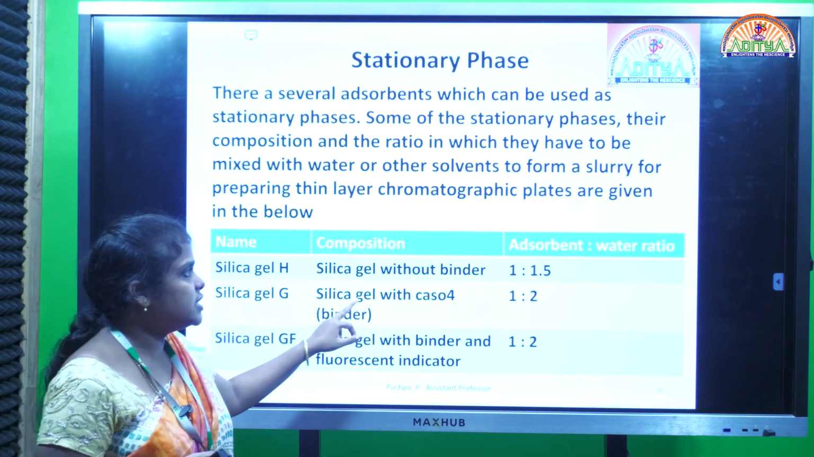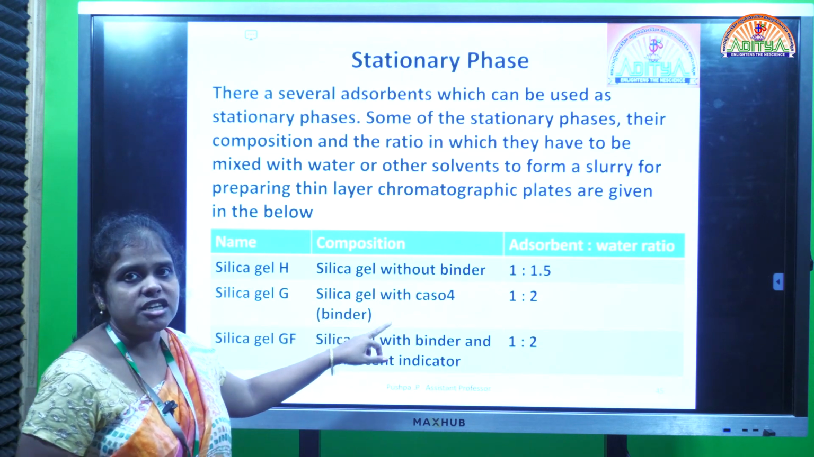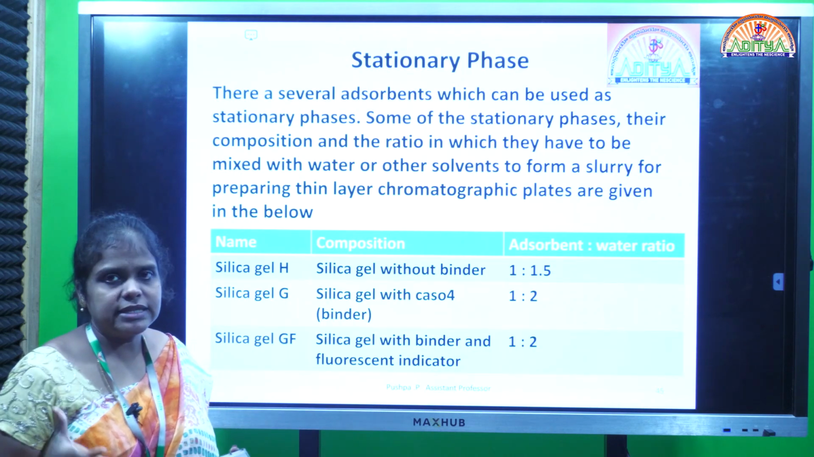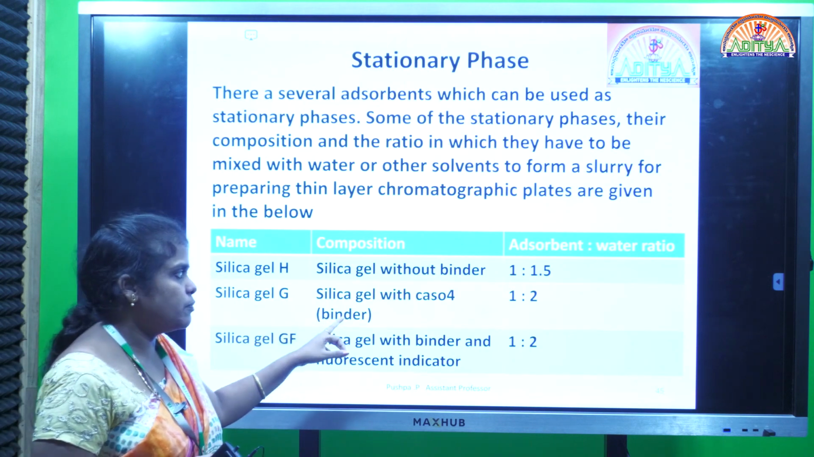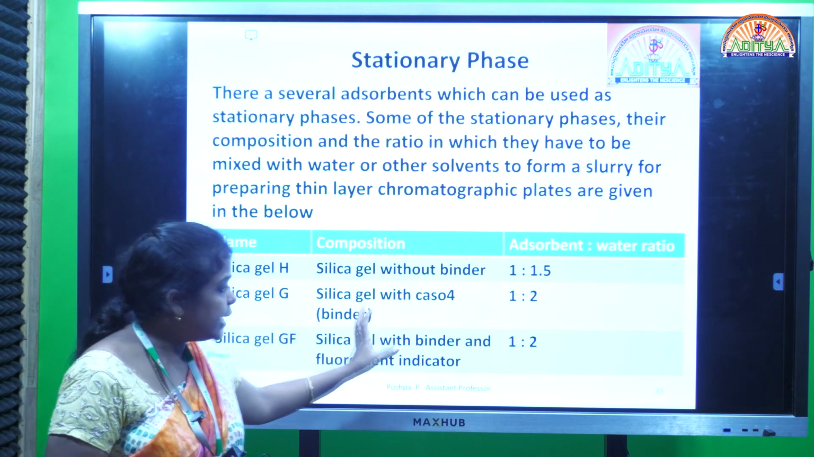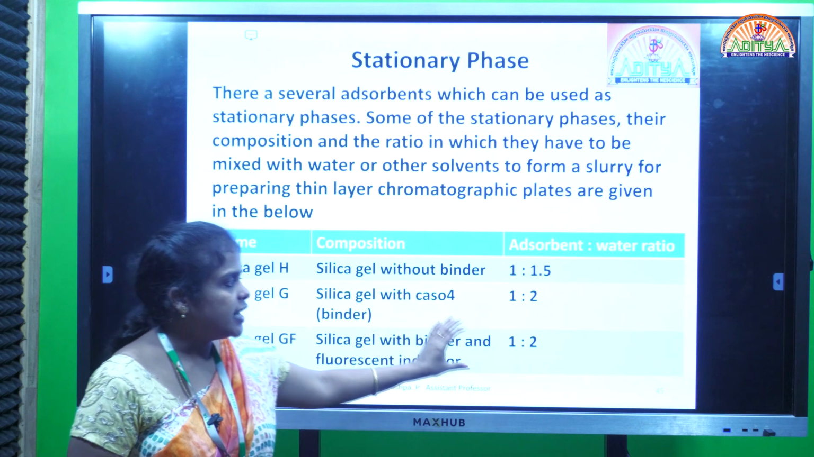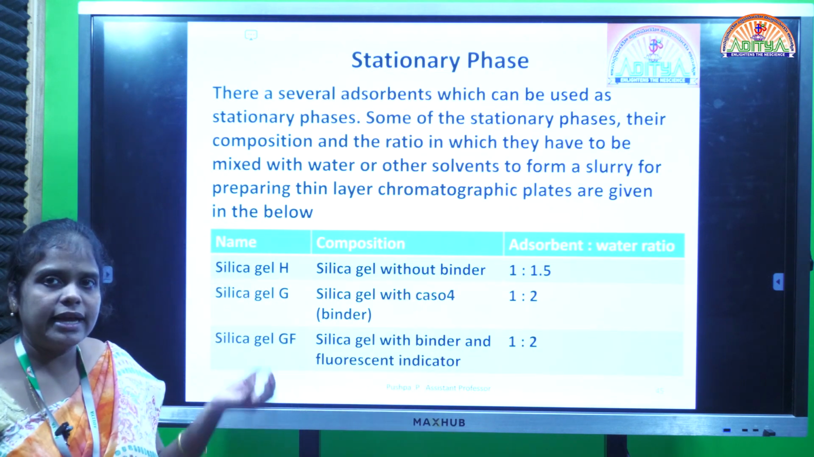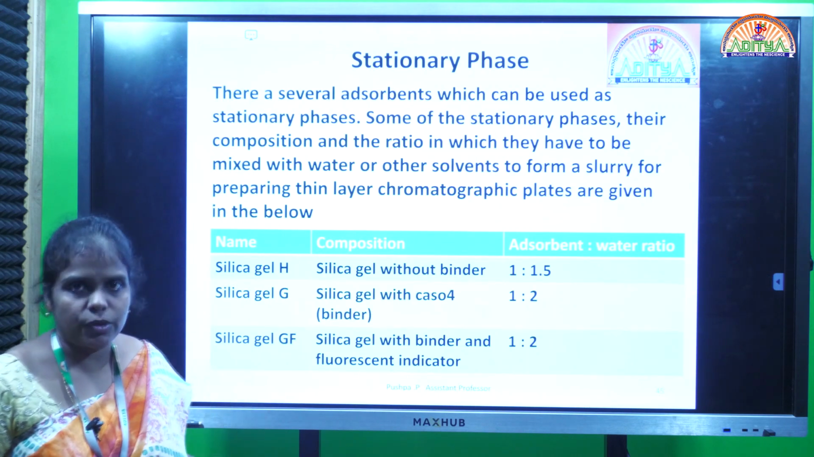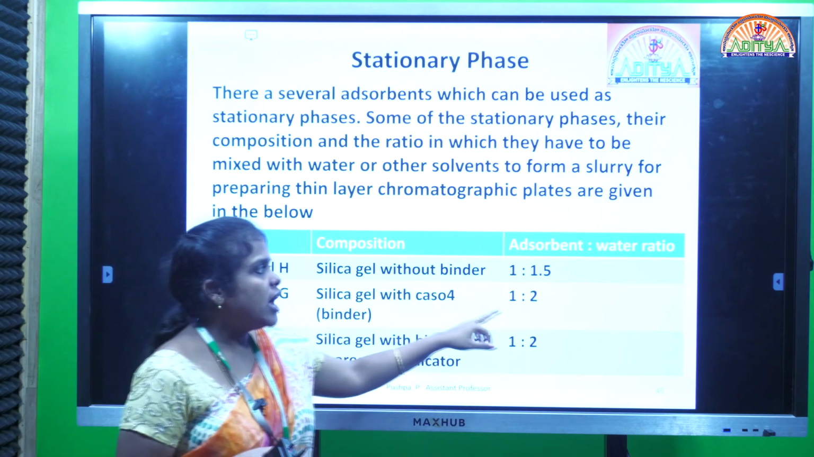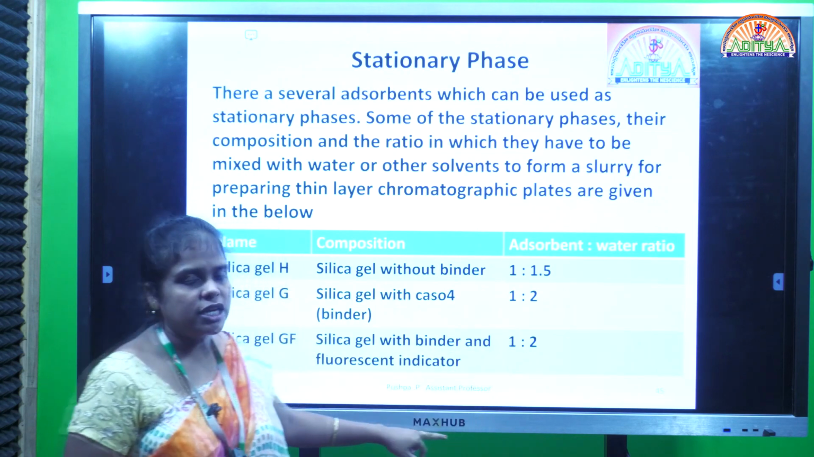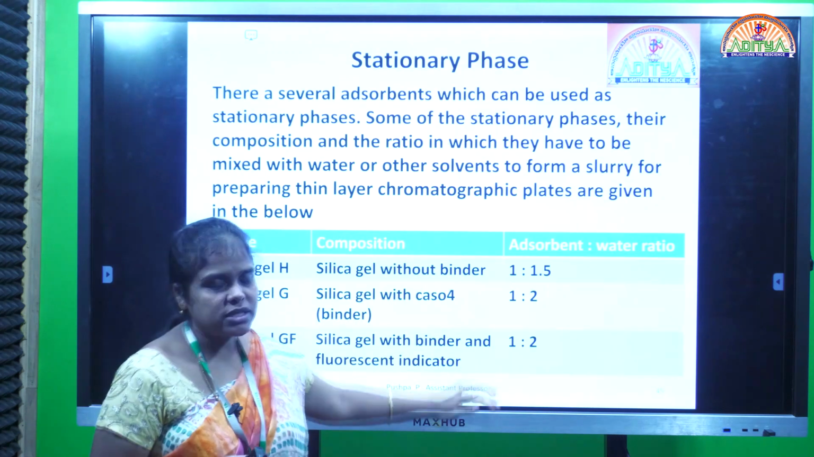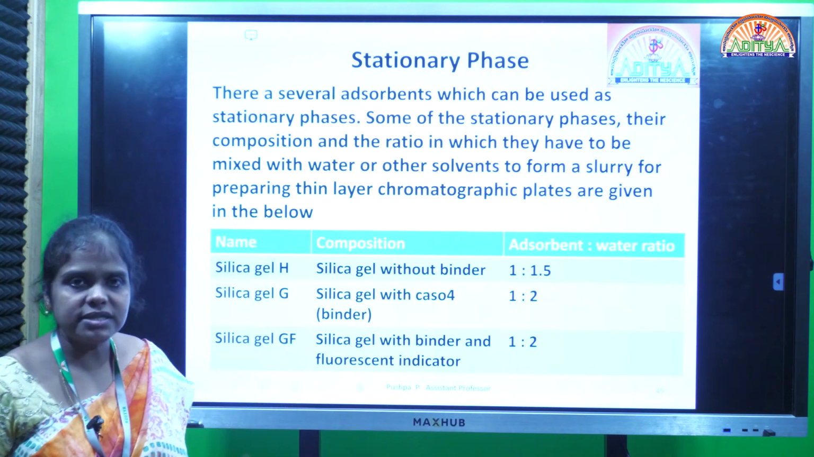Here, along with the silica gel, we will add calcium sulfate binder also for good binding capability and better separation. This composition we will take in a 1:2 ratio. That means first of all we will take the silica gel and calcium sulfate binder and mix it thoroughly, and then add double the volume of water. If you are taking one part of silica gel with calcium sulfate, you have to add 2 parts of water to make a proper slurry.